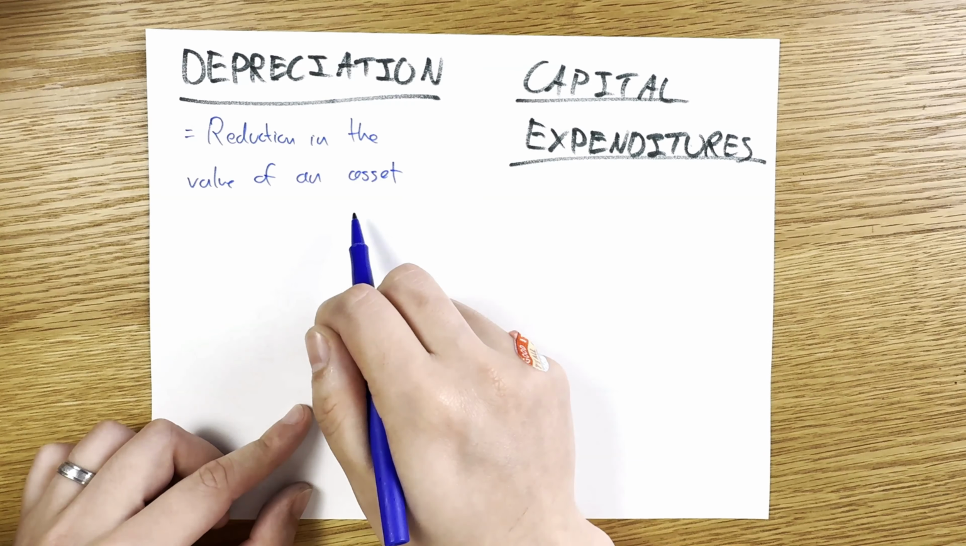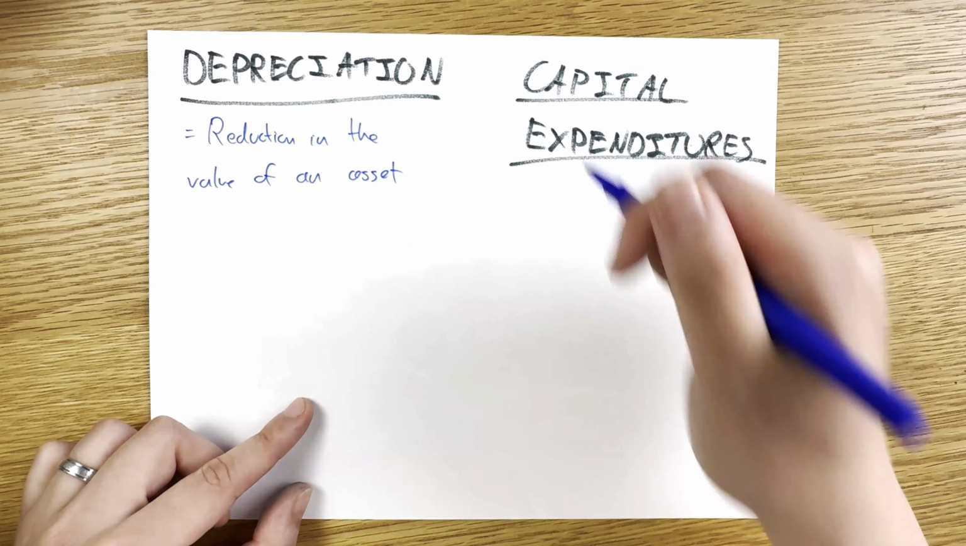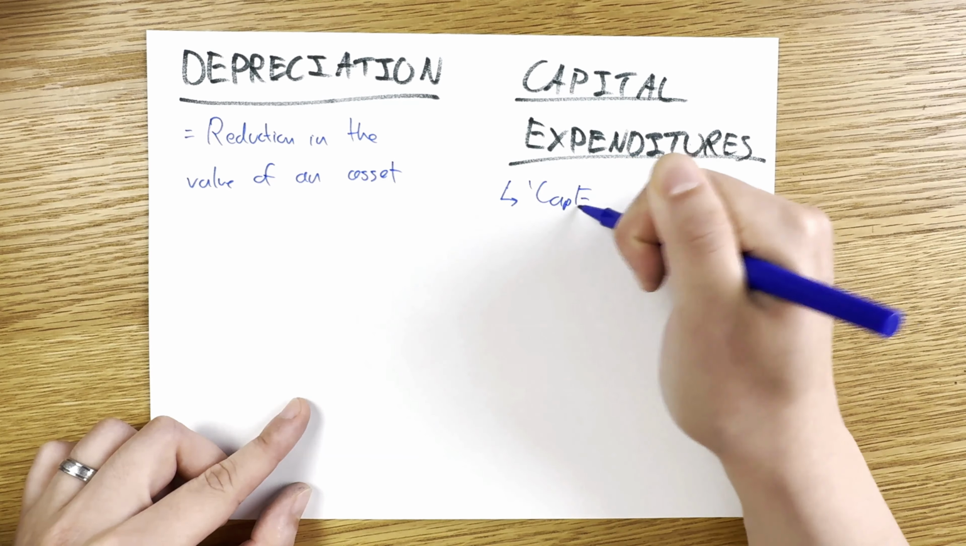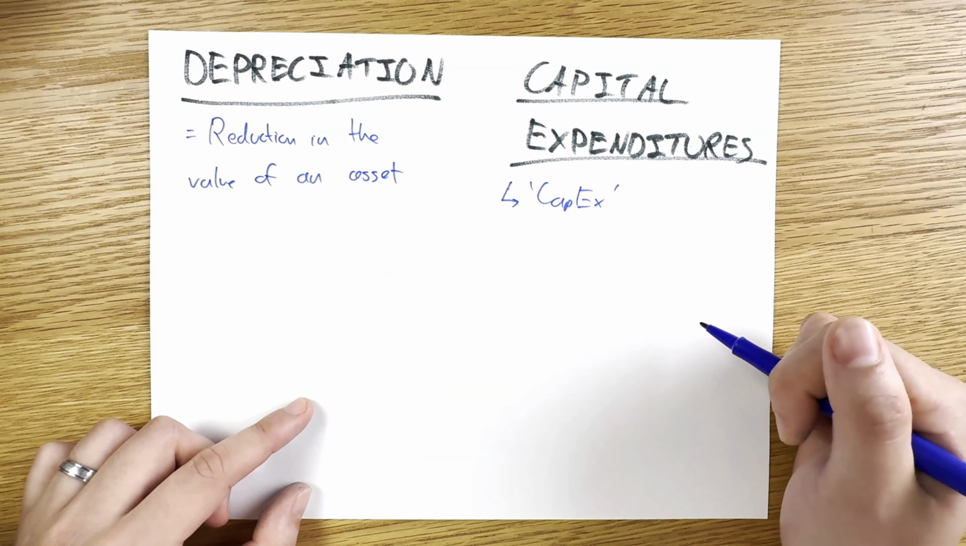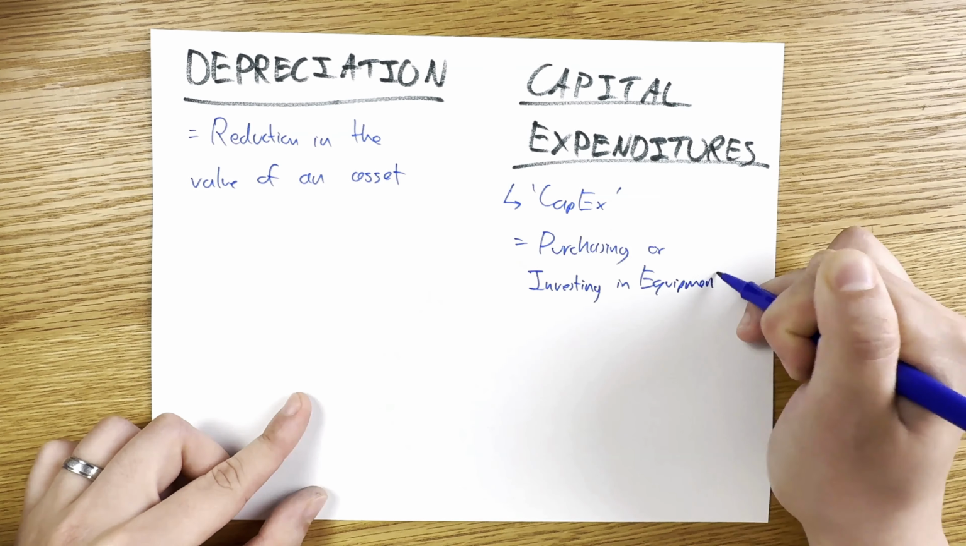What asset, you might ask? The asset that you're going to purchase through a capital expenditure. So capital expenditures, colloquially referred to as CapEx, because capital expenditures is a mouthful, right? This is purchasing or investing in equipment.